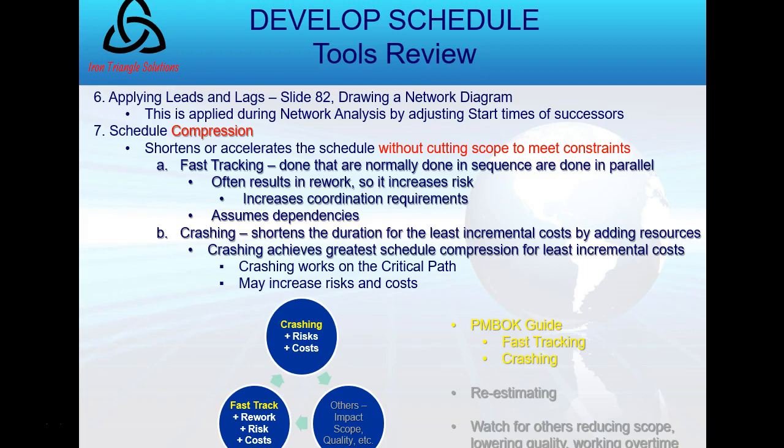And then there's schedule compression. There are really only two types by the book of compression: fast tracking or crashing. When I fast track, I take two activities that were normally finish to start, and now I do them in parallel at the same time. Just realize that's going to increase the need for coordination, and it also increases the chances for rework, of course.